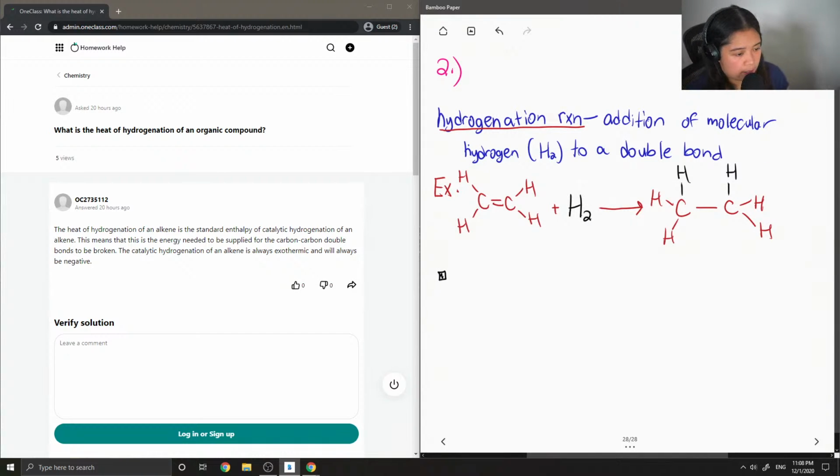The question's asking what is the heat of hydrogenation. And this is the energy needed to perform this reaction.